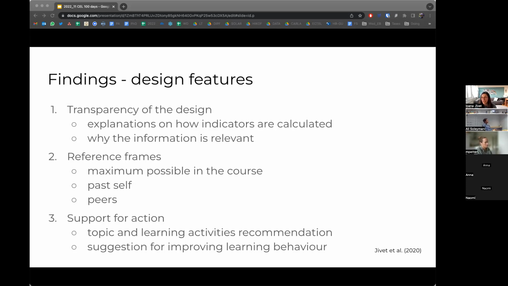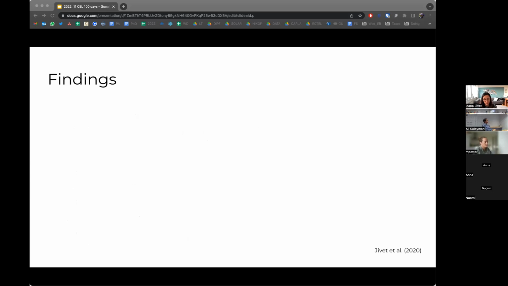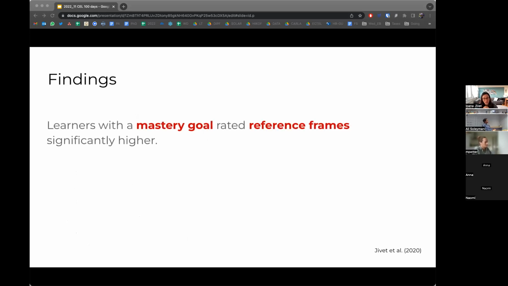Next, we looked at how the two groups rated these three different design features and whether there were differences between how they are rating these three design features. So the first thing that we found is that learners that have a mastery goal, who were primed to think that they want to gain a lot of knowledge in the course, rated reference frame significantly higher.